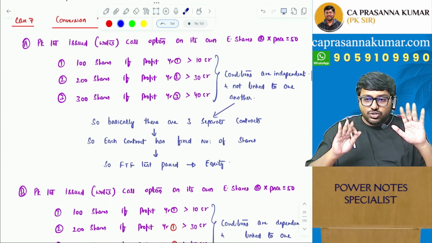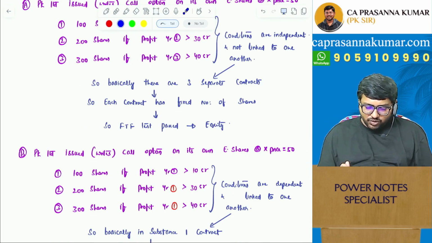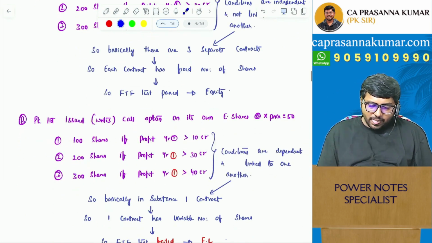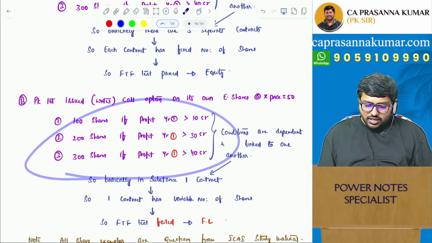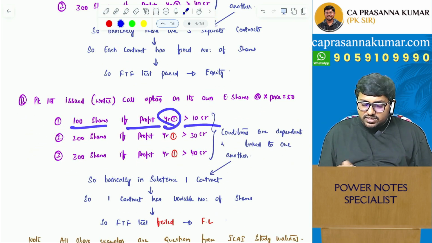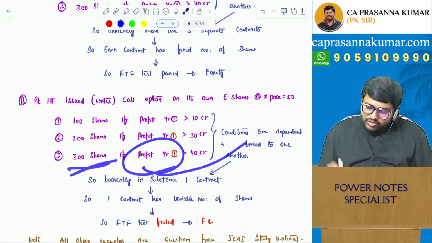Now, don't stop. Let's continue so that your doubt will be cleared immediately. I know what kind of doubts are coming to you. Now see, same question, however look at the conditions. 100 shares if profit in year 1 is greater than 10 crore. 200 shares if profit in year 1 only is greater than 30 crore. 300 shares if profit in year 1 only is greater than 40 crore.